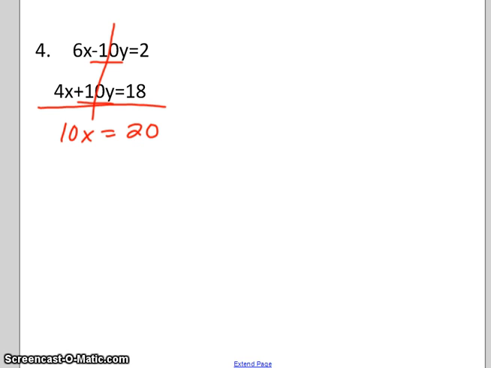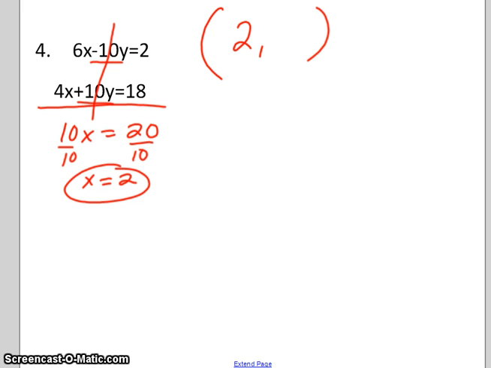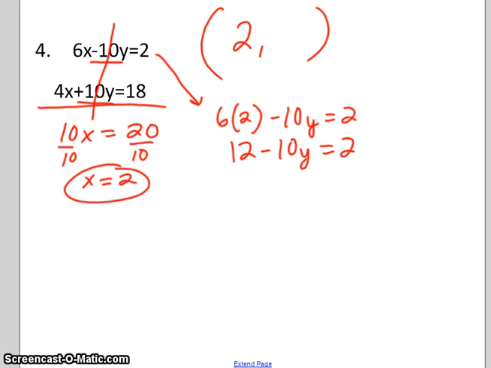Alright, solve for x. X equals 2. So for our answer, x equals 2. Okay, let's plug that 2 in for either equation. You could choose, I'll choose the first one. 6 times x, which we know is 2, minus 10y equals 2. I'll put that there. So we got 12 minus 10y equals 2.